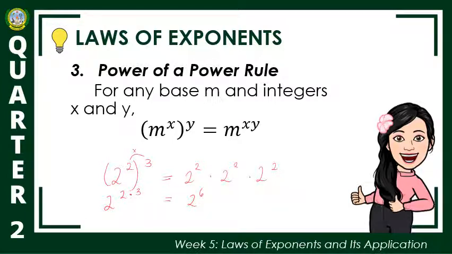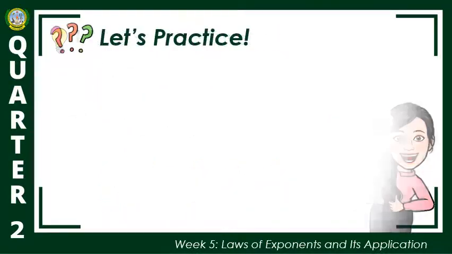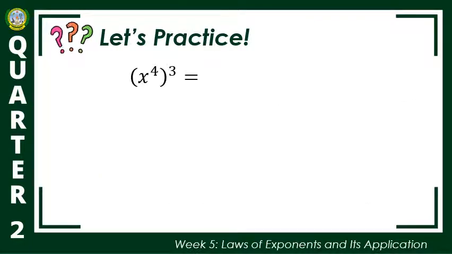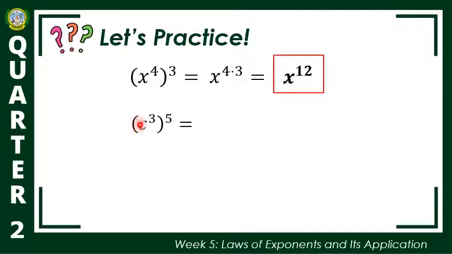So, let us now apply this rule to variables or expressions with numerical coefficients. First, what is x raised to 4 raised to 3? We will have x raised to 4 times 3, and 4 times 3 is 12. So that is x raised to 12. Next, what is c cubed raised to the 5th power? Again, we multiply the exponents, c raised to 3 times 5, and we will have c raised to 15.